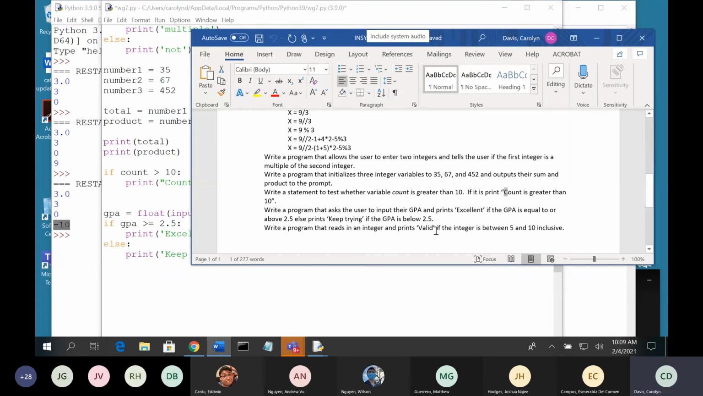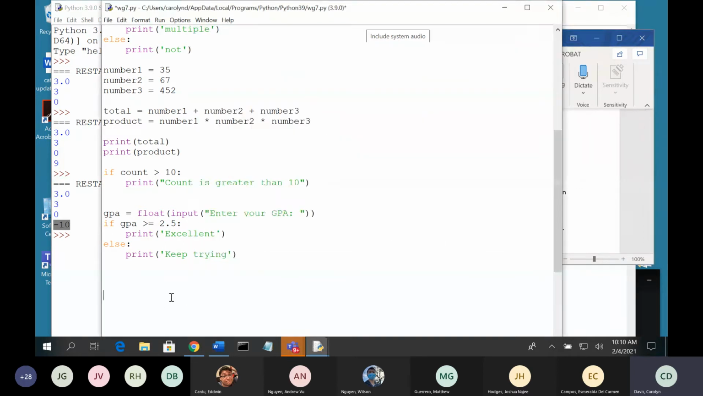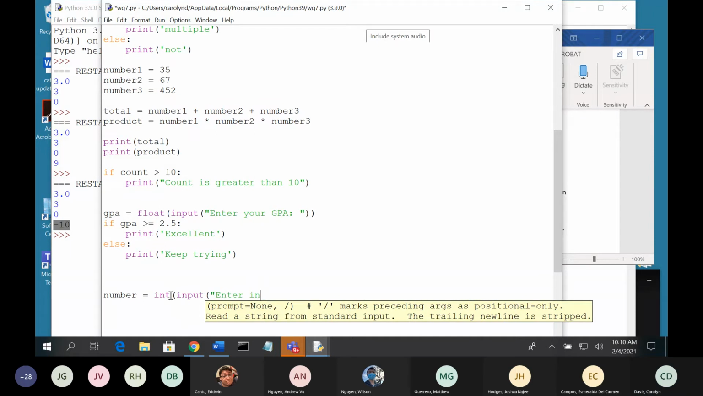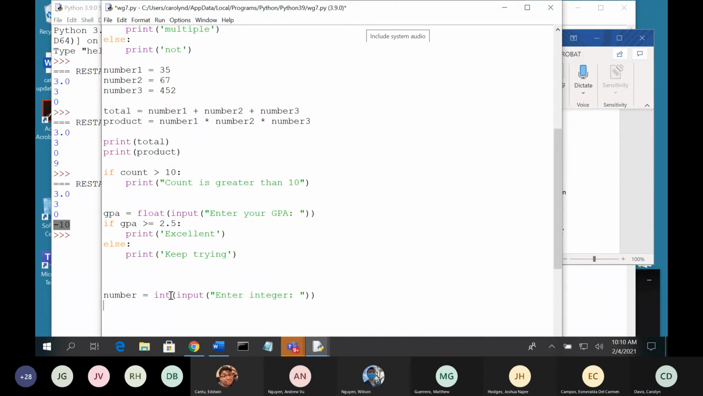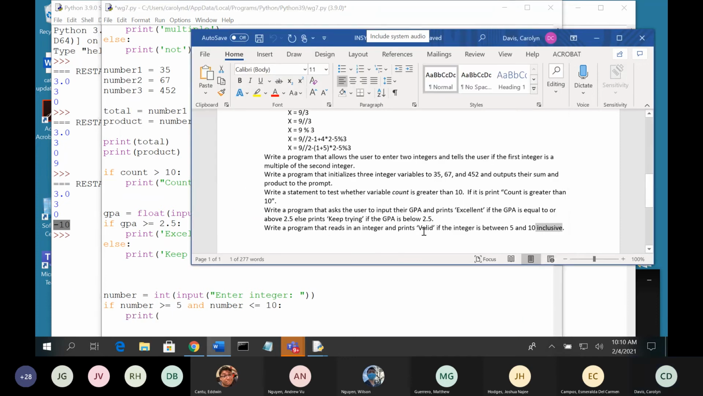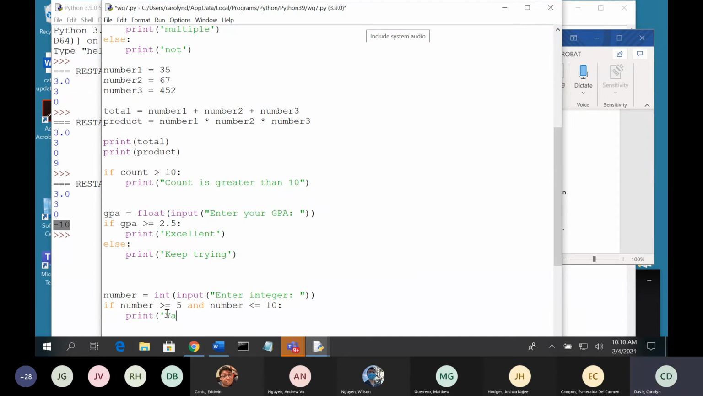Write a program that reads an integer and prints valid if the integer is between 5 and 10 inclusive. When I say that, it means that it includes 5 and 10. So we're going to read an integer and check to see if it's between 5 and 10. Number greater than or equal to 5 and number less than or equal to 10. Print valid.